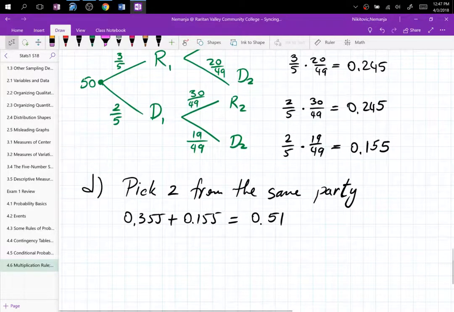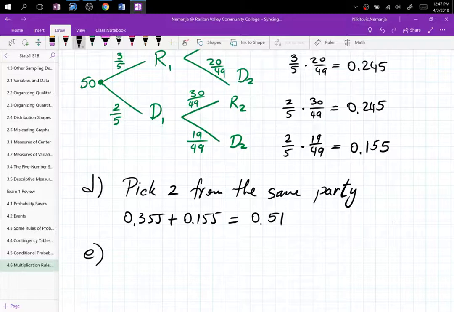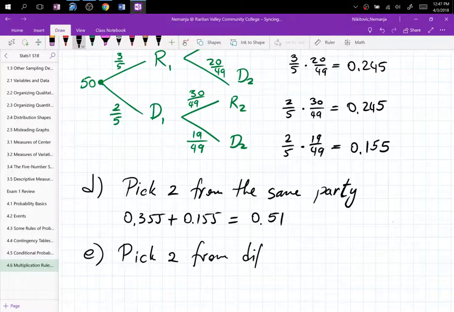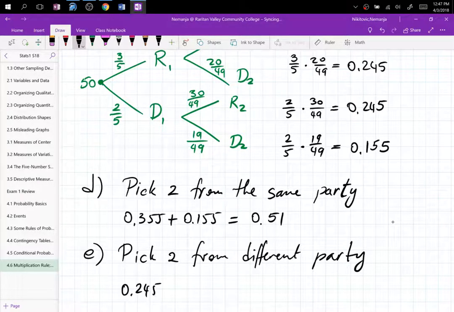Well, that's the next question, E. Different. So pick two from different parties. And that would be 0.245 plus 0.245, which is 0.49 in this case. Cool. So this was problem 184.